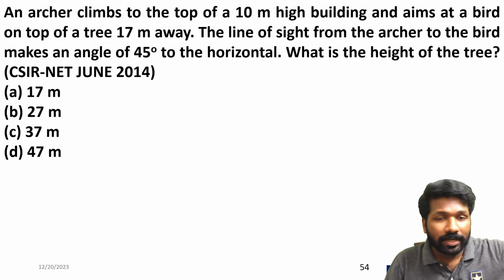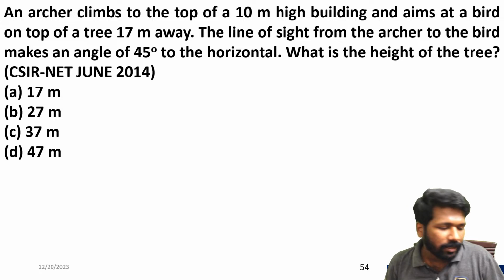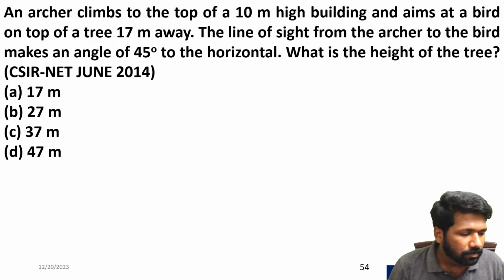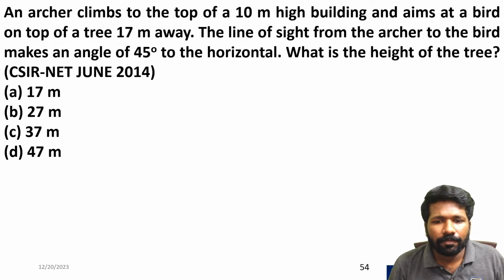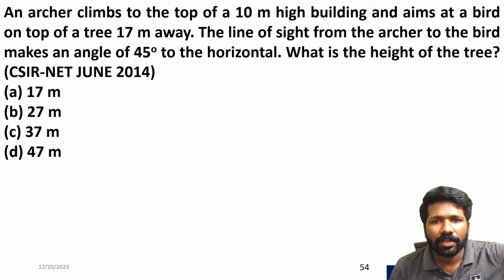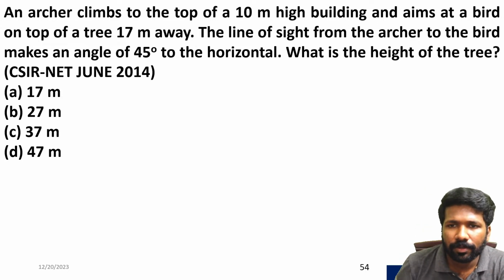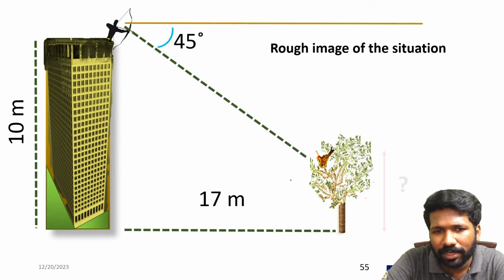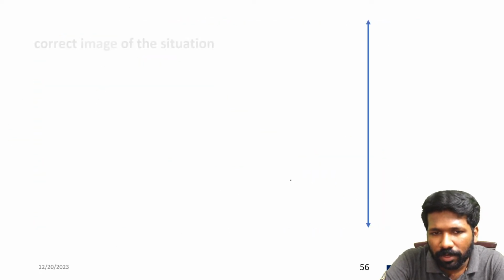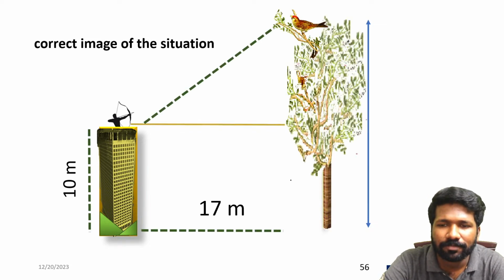Okay, so let us discuss. Some of you already got the answer right. So what is the question saying? An archer climbs to the top of a 10-meter high building and aims at a bird on top of a tree 17 meter away. The line of sight of the archer to the bird makes an angle of 45 degree to the horizontal. What is the height of the tree? As I told, the short trick is when you see 45 degree, trigonometry is not very much needed. For 45 degree, you can do it geometrically using an isosceles triangle. So this is the correct image of the situation.